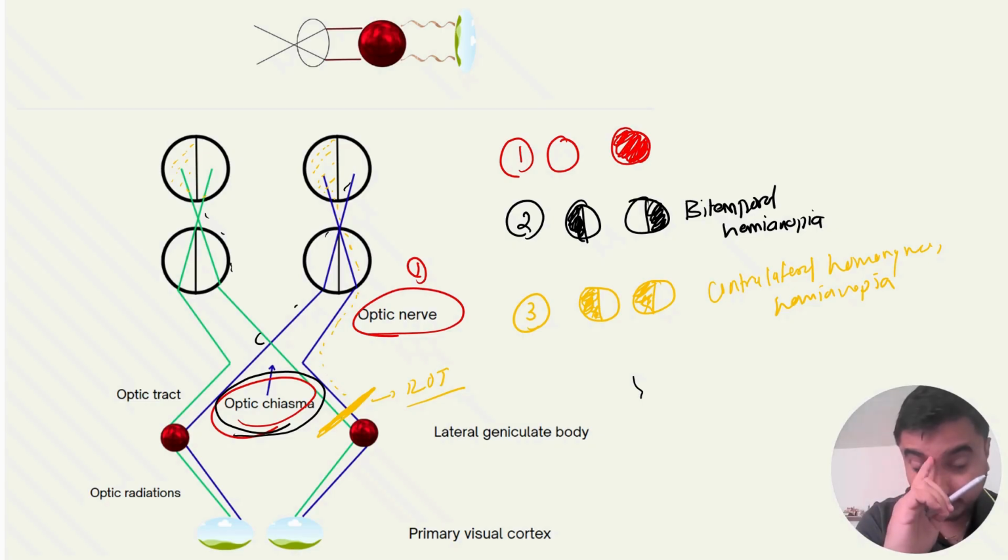What will happen if there is a lesion in the optic radiation? So the optic radiation is here.